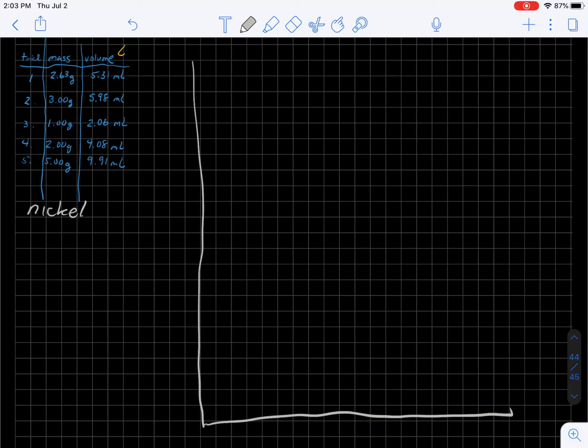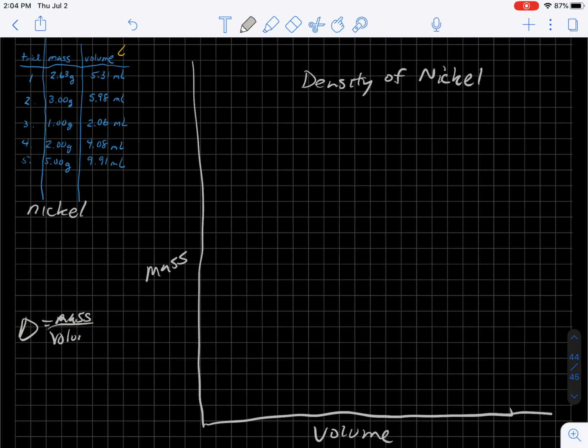Alright, so let's say that we are testing samples of nickel. So this is going to be a graph of the density of nickel. So we're going to put mass on our y-axis, and we're going to put volume on our x-axis, because when we graph the slope of the line, we want it to represent that numerical relationship where density is mass over volume. Okay, so what's our units for mass? It is the gram. What's our units for volume? In this case, it's the milliliter.